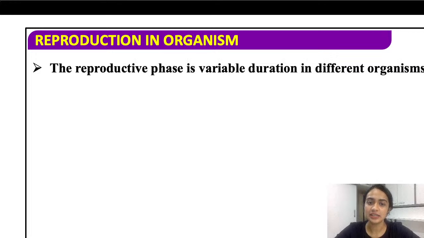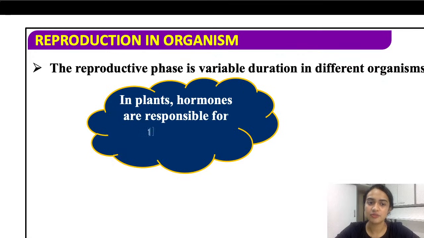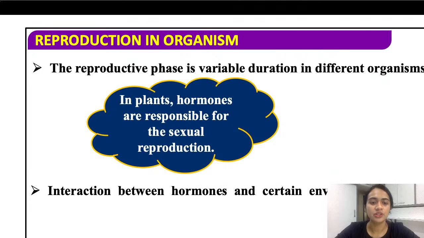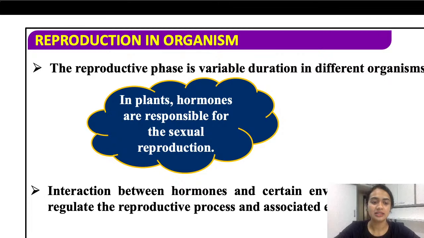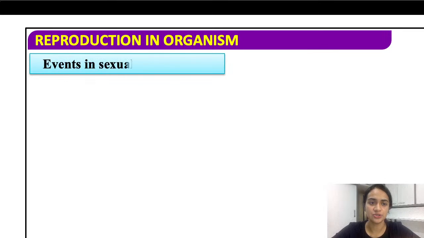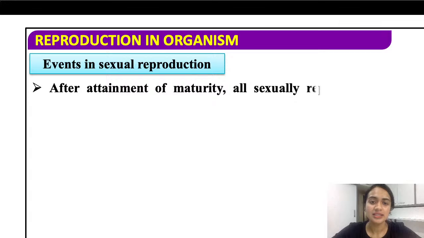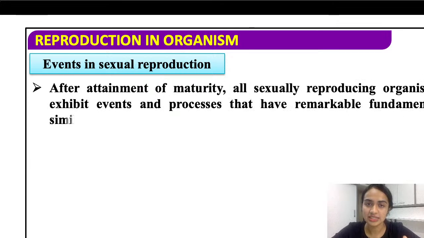The reproductive phase is of variable duration in different organisms. Of course, in plants, hormones are responsible for sexual reproduction. These hormones and certain environmental factors regulate the reproductive process and the flowering during the growth of the plant, and they are associated with many expressions. Now let us come to events in sexual reproduction. We have seen this on a broader perspective based on angiosperms. There are events like gamete formation, how gametes are transferred, and how they are fertilized; they are all events of sexual reproduction.